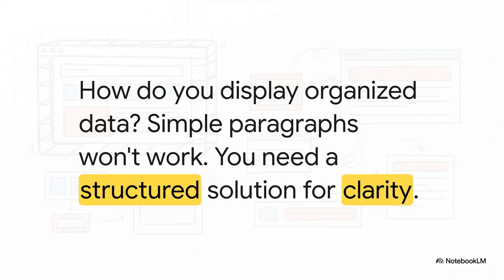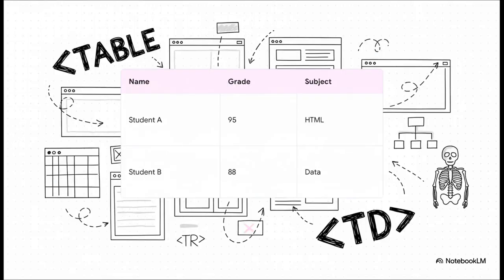But what if you've got data? Like a list of names, grades, and subjects. If you just threw that into a paragraph, it'd look like a total mess. So how do you handle that? The answer? HTML tables. With a few simple tags, one for the table itself, one for the rows, and one for each cell of data, you can create a perfectly neat and tidy grid. It's designed to bring order to that kind of chaos.